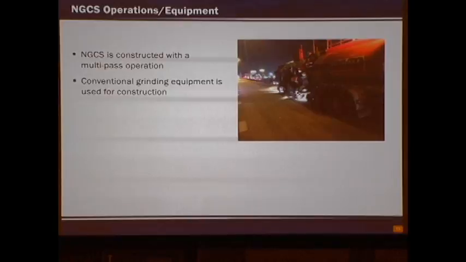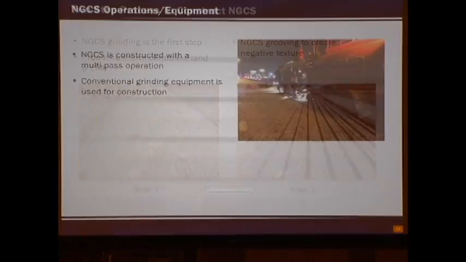Now, a key idea is that the conventional grinding equipment is used for this construction. We really didn't want to try to utilize this on the 290 project if the contractor would have to go out and buy all new equipment, all new grinding products, all new blades. So it's real important, and it was really good, that we could use the conventional grinding equipment in order to place the next generation concrete surface.